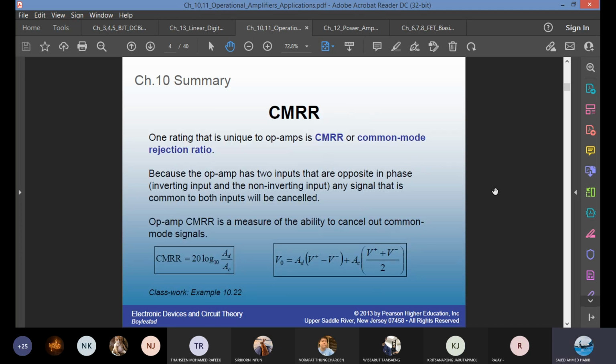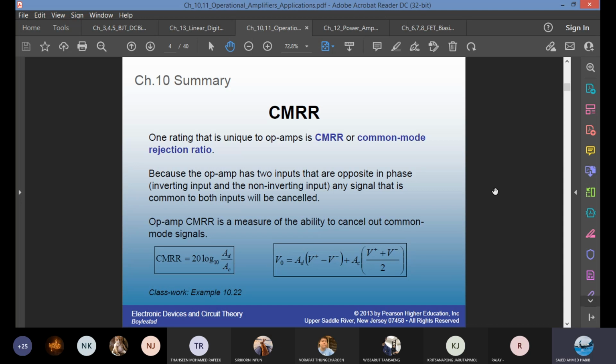The common mode rejection ratio is one of the very important characteristics of an op amp. It tells you how good the op amp is at rejecting the common mode signal, which is usually not your desired signal, but noise. You want to reject the noise, that's why you should have a high CMRR. This is the output equation of the op amp. The bottom left is the common mode rejection ratio equation.